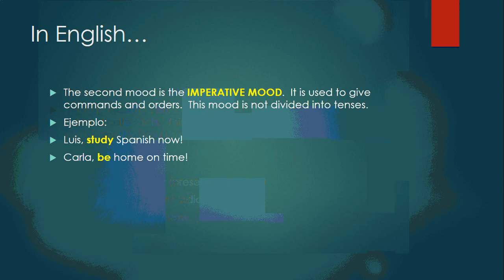The second mood is the imperative mood. It is used to give commands and orders. This mood is not divided into tenses, and we're talking here in English. Por ejemplo, Luis, study Spanish now. Carla, be home on time.